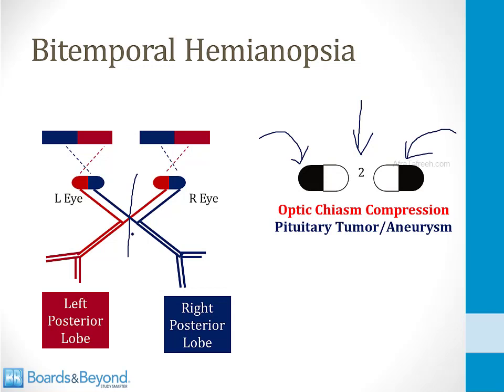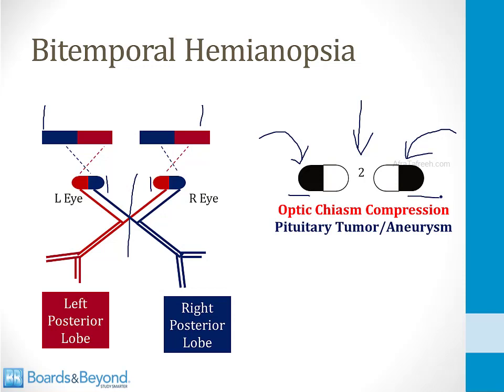Recall that the fibers that are crossing in the optic chiasm are from the medial portion of both eyes, in other words, the inside of the right and left eye. However, the inside of both retinas are picking up images from the outside of both visual fields. In other words, they're picking up lateral or temporal parts of the world. What this means is that the visual field defect that will result will look like what's on the right side of the screen, where you can't see anything on the lateral or outside aspects of both visual fields.